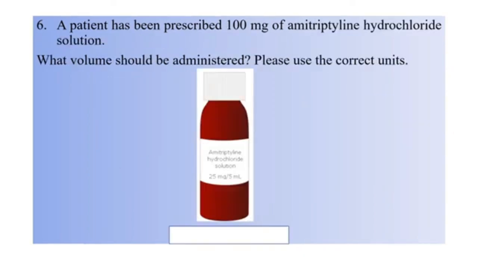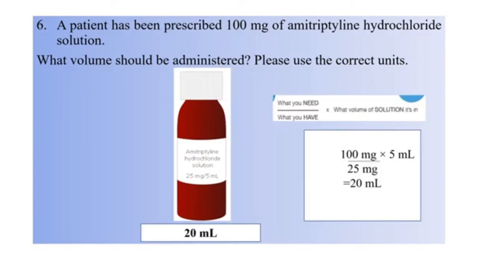A patient has been prescribed 100 ml of amitriptyline hydrochloride solution. What volume should be administered? Please use the correct unit. The correct answer is 20 ml. So in this you can use this formula, what you need divided by what you have into what volume of solution it's in. So your need is 100 mg and you have got 25 mg per 5 ml. So 100 mg divided by 25 mg into 5 ml. If you calculate it, you'll get the answer 20 ml. So the correct answer is 20 ml.